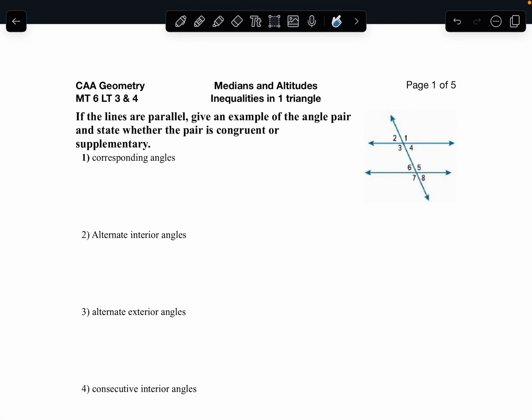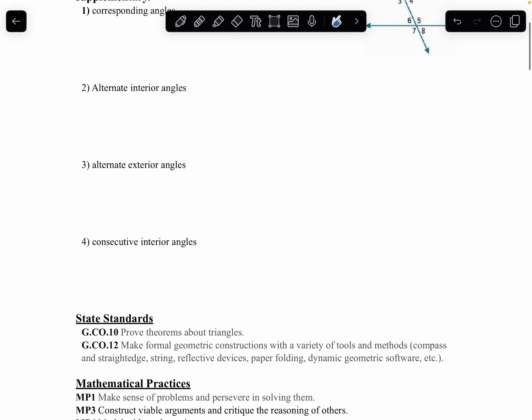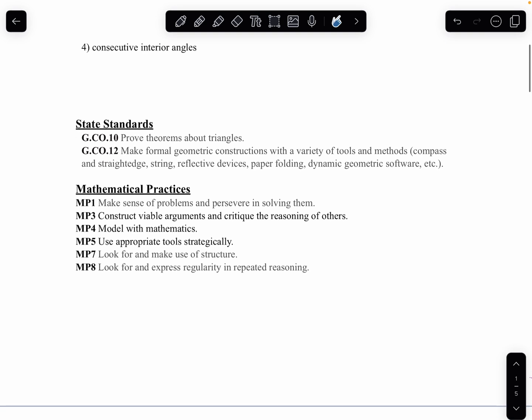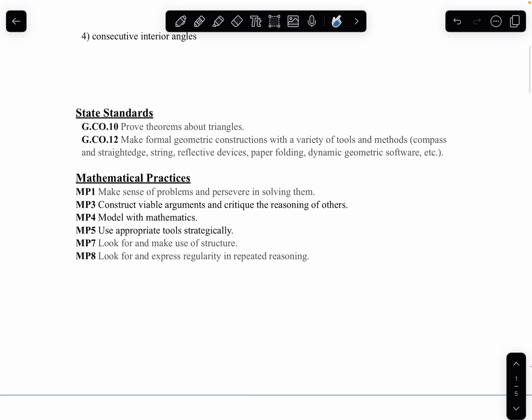Let's take a look at your MT6, LT3, and 4 seminar. Do the first 4 questions. We'll review those in class. Notice all the mathematical practices we're doing today, pretty much everything.